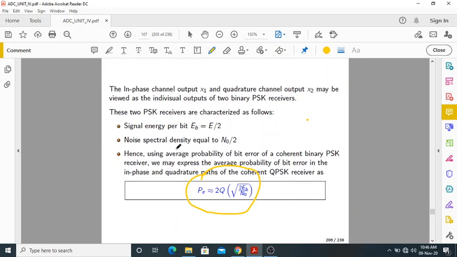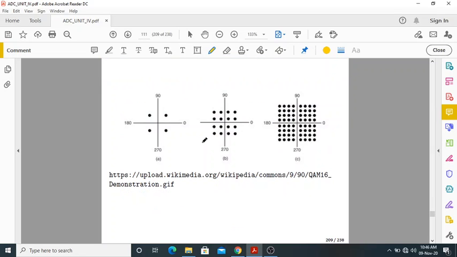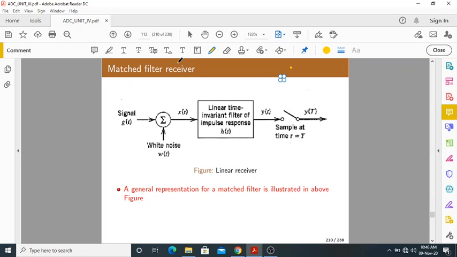Now we'll see the non-coherent receiver. That is called a matched filter receiver. Now let us see what we mean by this matched filter. It is very, very important. Now this is simply a typical receiver. Here, we are transmitting some signal g(t). Let us assume that it is a pulse. That is corrupted by a noise w(t), and that is x(t) from this diagram. What is x(t)? That is g(t) plus w(t).